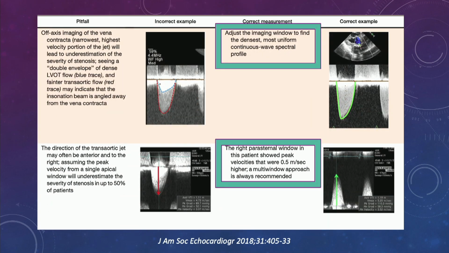What about the continuous wave Doppler? The sample volume obviously should be adjusted so we don't see two envelopes. We should be seeing one dense, uniform spectral profile. And we shouldn't forget looking at the other views, like the parasternal, to get the actual maximum peak velocity.